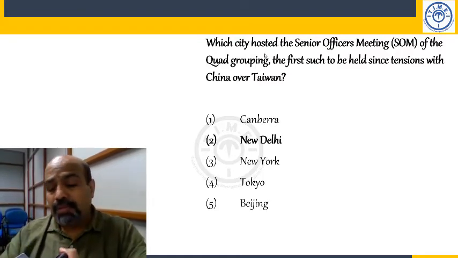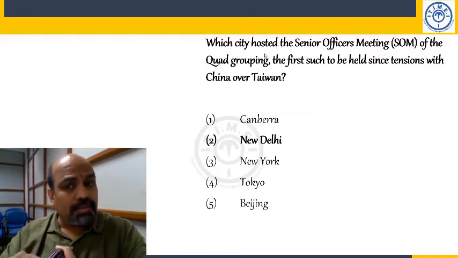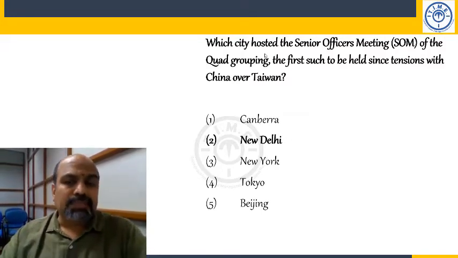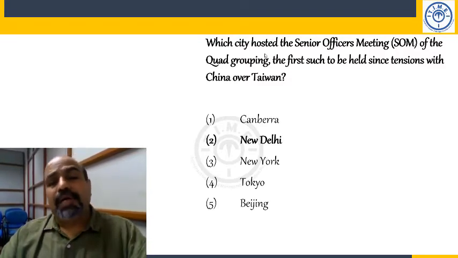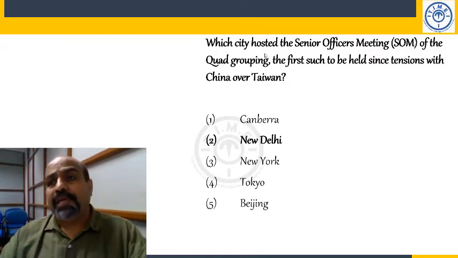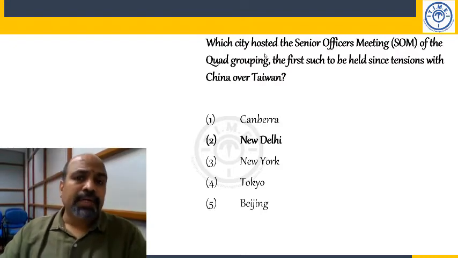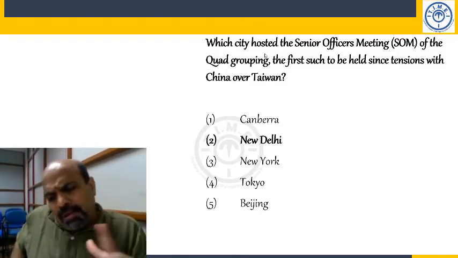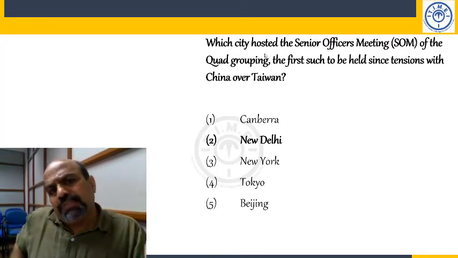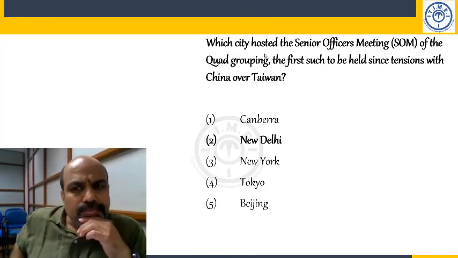Quad Plus. So you know the four countries in the Quad, okay? Then Quad Plus. The Quad Plus comprises South Korea, Vietnam, and New Zealand. All of these countries are worried about the growing presence of China in the Pacific region.